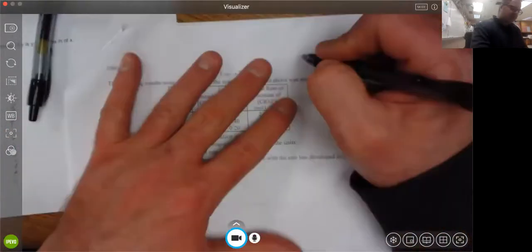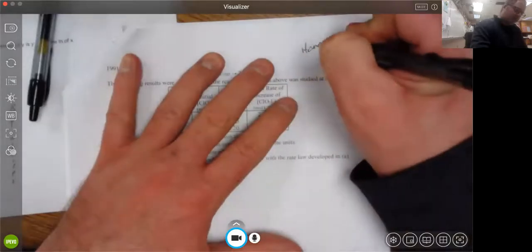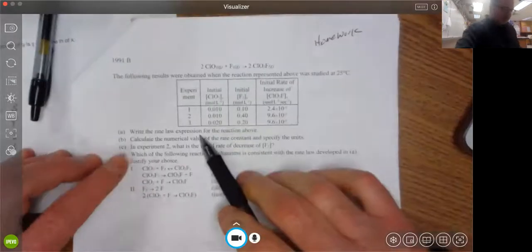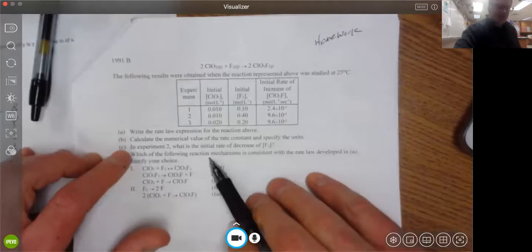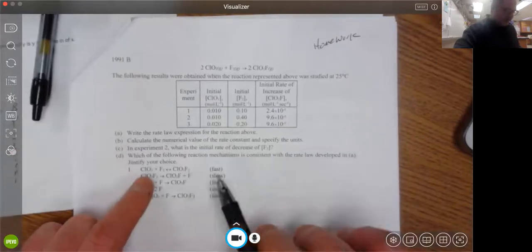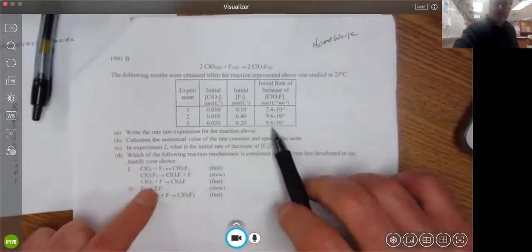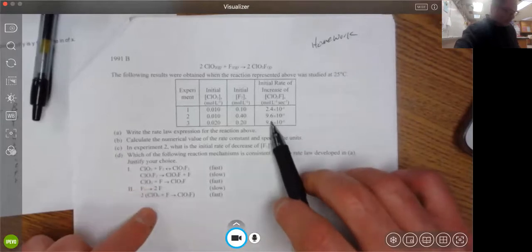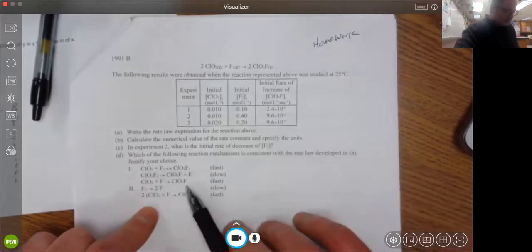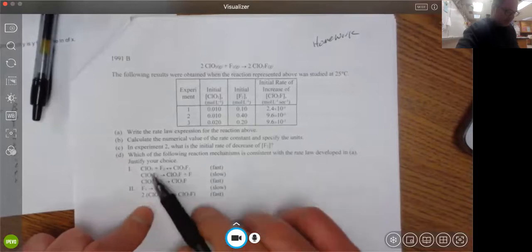So let's do this one for homework. You're going to have to do basically the stuff that we did before. And then once you actually have the rate determined from the experiment, you're going to need to look at these two methods, these two mechanisms, and determine which one is actually plausible.